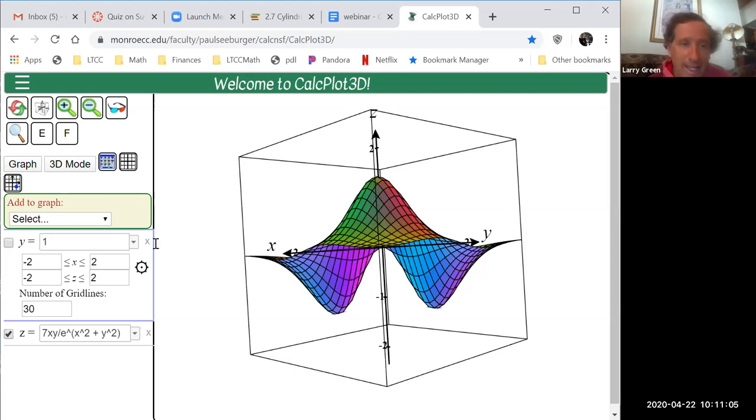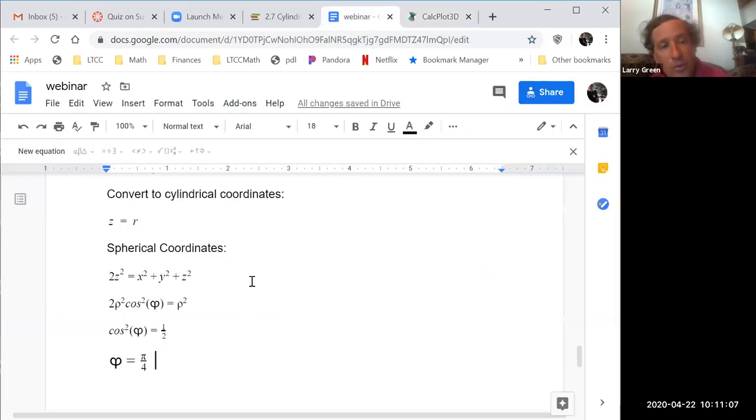But the main thing is that we know how to go from cylindrical coordinates to spherical coordinates to rectangular coordinates and back and forth, and whatever you need to do, we can make it happen. Okay, any questions at all on the different coordinate systems?